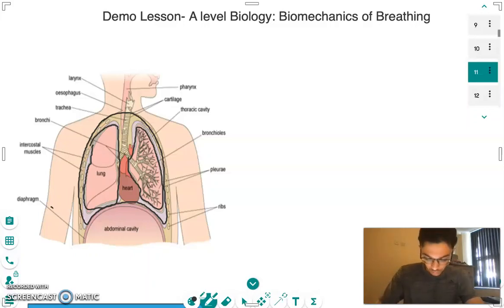The next structure, which is really important when it comes to breathing, inspiration and expiration, is known as the diaphragm. So here we can see the diaphragm. It's a dome-shaped structure right at the bottom of the thorax.